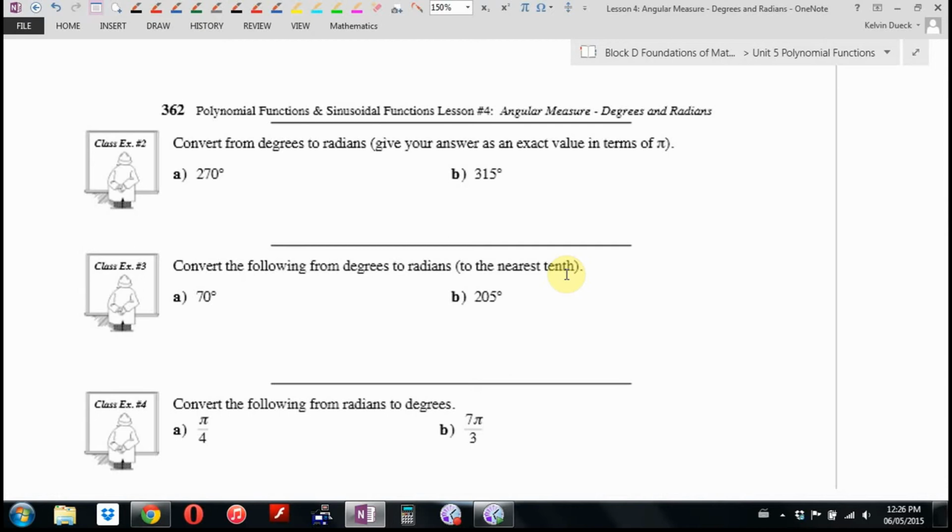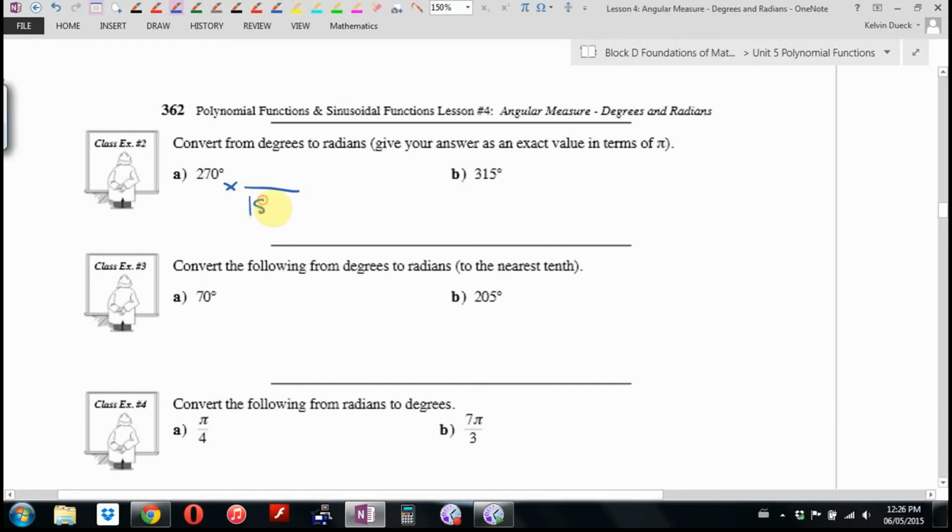Example 2 says, convert from radians to degrees. But Pam, what does it say in brackets? Darian, did they give me degrees or radians initially? What do I want to end up with? So in my conversion factor, which is going to have a 180 degrees and a pi in it, where am I going to put the degrees to get it to cancel? On the top or on the bottom?